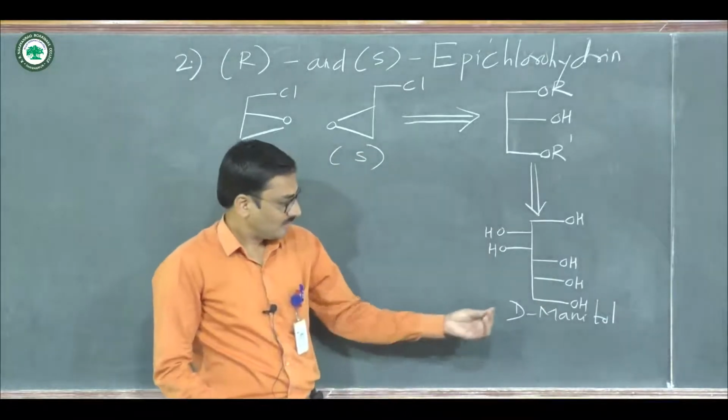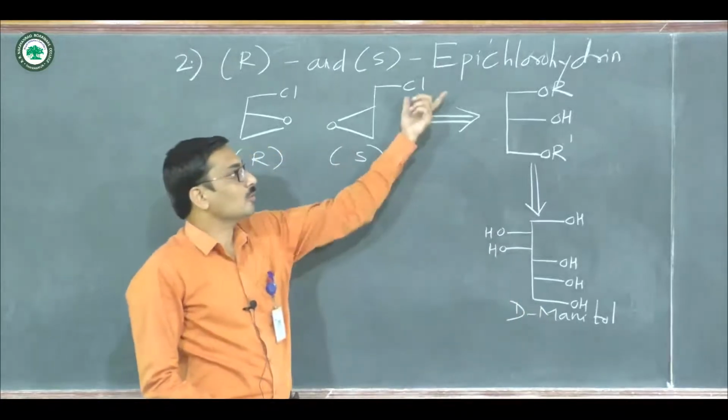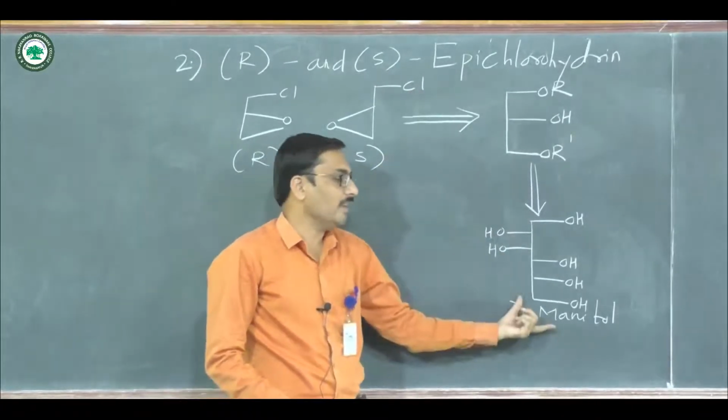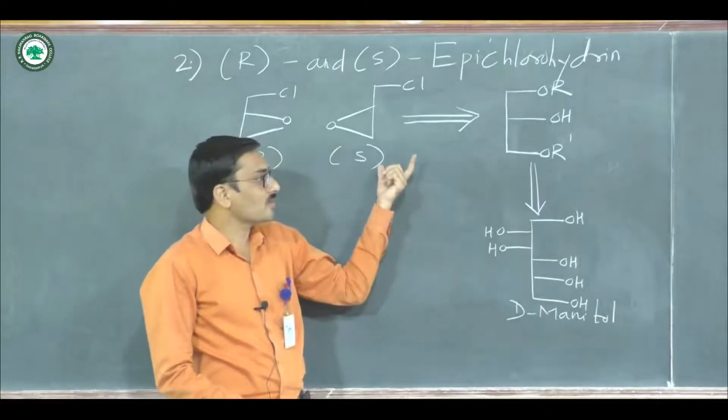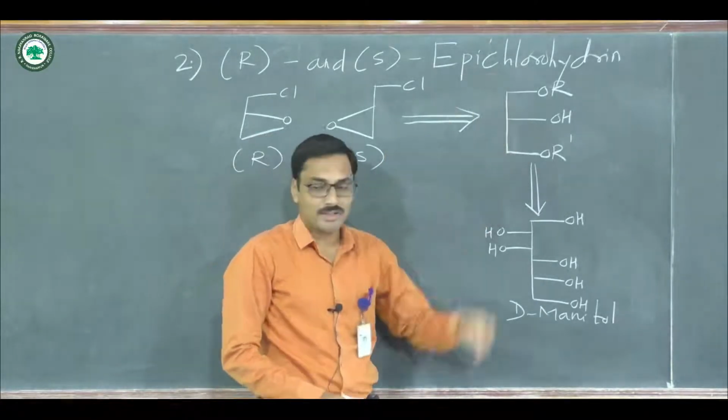Again, the starting precursor for the synthesis of the epichlorohydrin molecule is D-mannitol. So this is the retrosynthetic analysis of the epichlorohydrin molecule.